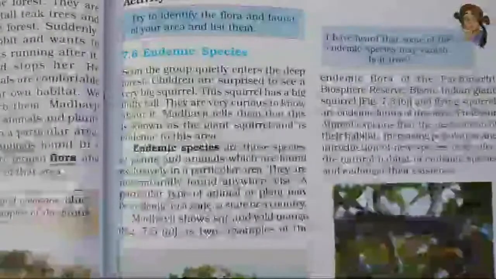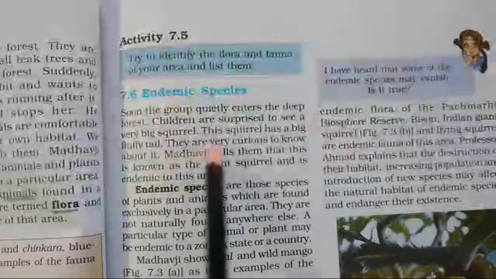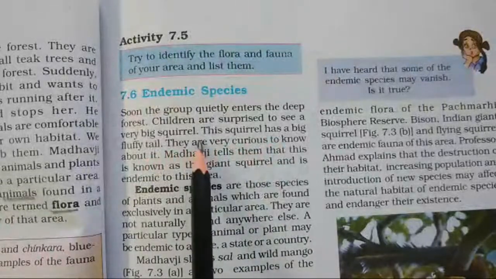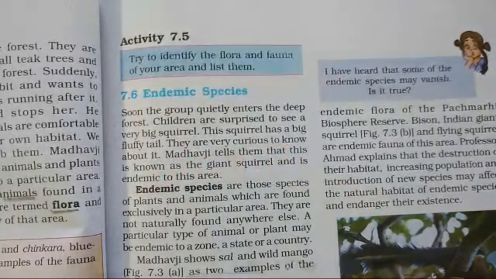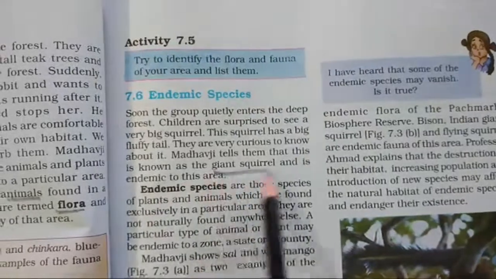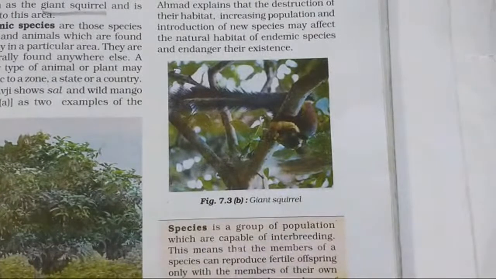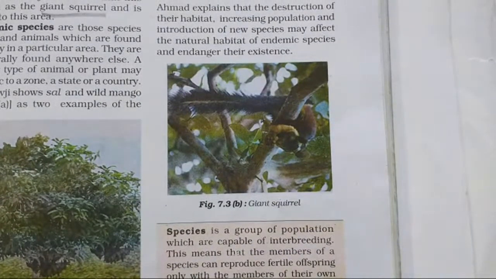So therefore, the next topic is, soon the children, which is actually describing a story. The children are surprised to see a very big squirrel. This squirrel has a big tail, and they are curious to know what it is. So they are told that this is the giant squirrel, and its picture is shown. If you search on the net, you will get a clearer image of this.